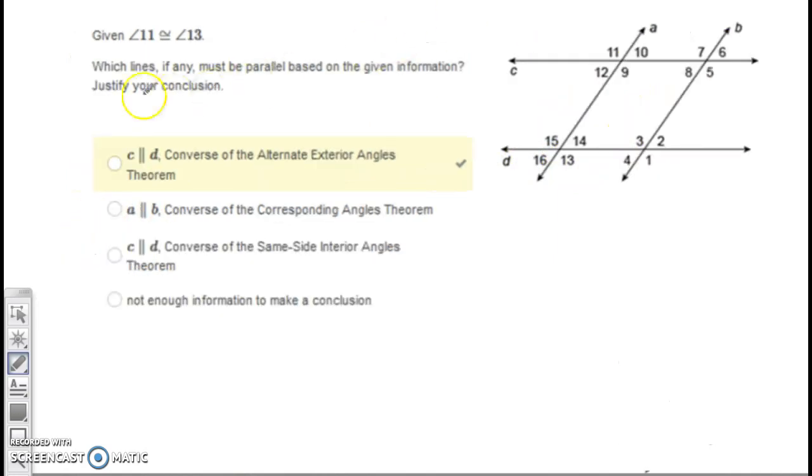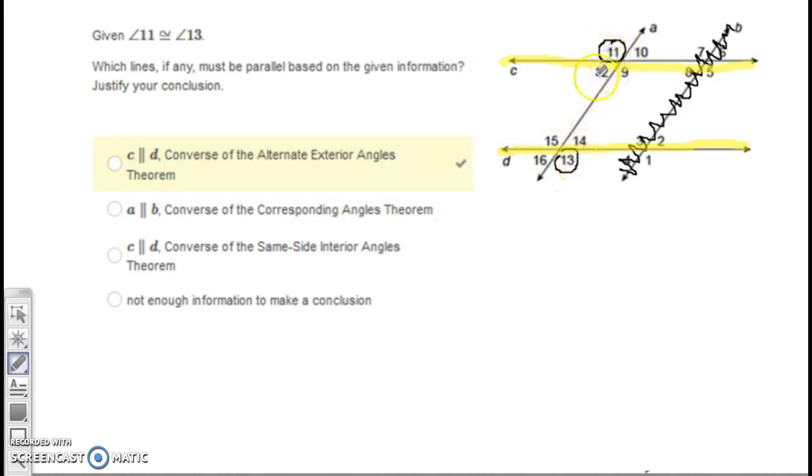All right, let's try the next one. On this one, we're given angle 11 is congruent to 13. So 11 and 13. So notice I don't use line B at all. That's just a distractor. I'm going to get rid of it so it doesn't confuse me. And then I'm going to highlight the lines that I'm trying to figure out whether or not they're parallel. And then I'm going to find the relationship between 11 and 13.